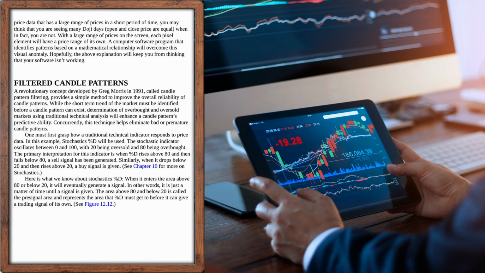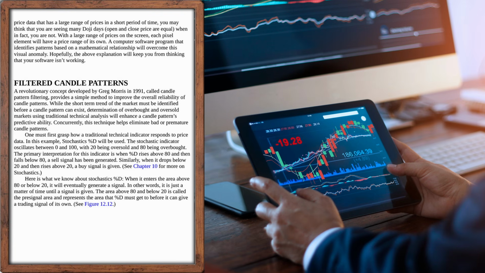If you are viewing price data that has a large range of prices in a short period of time, you may think that you are seeing many doji days, where open and close price are equal, when in fact, you are not. With a large range of prices on the screen, each pixel element will have a price range of its own. A computer software program that identifies patterns based on a mathematical relationship will overcome this visual anomaly. Hopefully, the above explanation will keep you from thinking that your software isn't working.